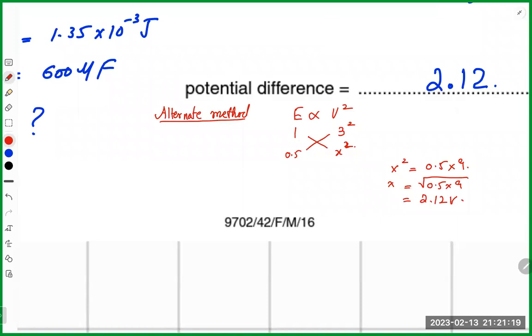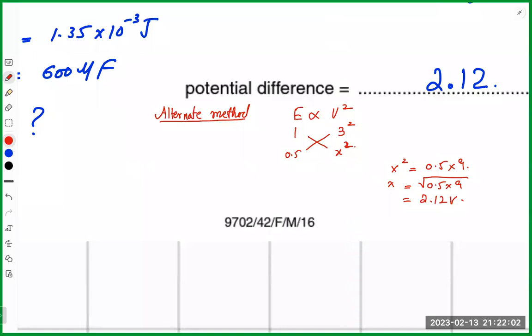Because if you know the relationship, energy equals 1 over 2 CV square, 1 over 2 is a constant, C is a constant. Capacitance of the capacitor does not change. Whether the capacitor is full or half, it has the same capacity. It is like a 1 liter box. If it has a liter of milk inside, it has a capacity of 1 liter. And if it is even empty, its capacity is 1 liter. So capacitance does not change. So capacitance is constant, half is a constant, so it means energy and potential difference square are directly proportional.